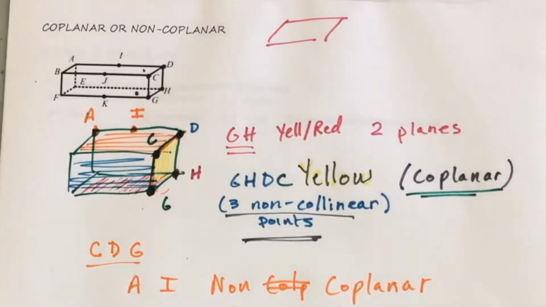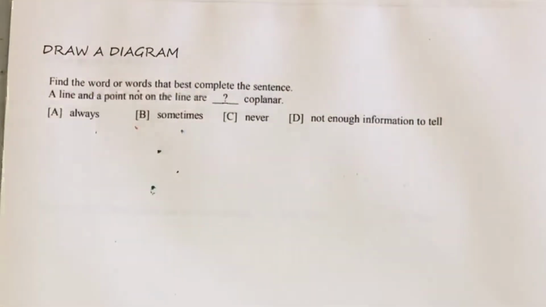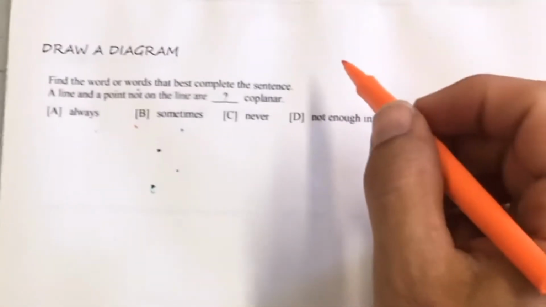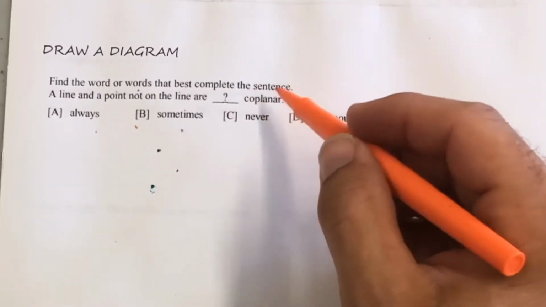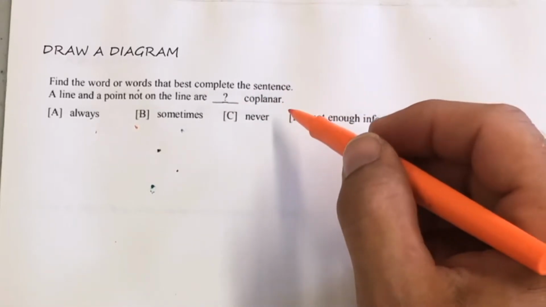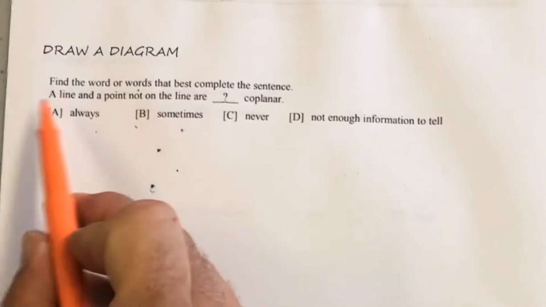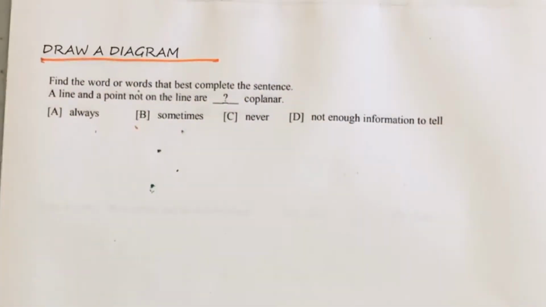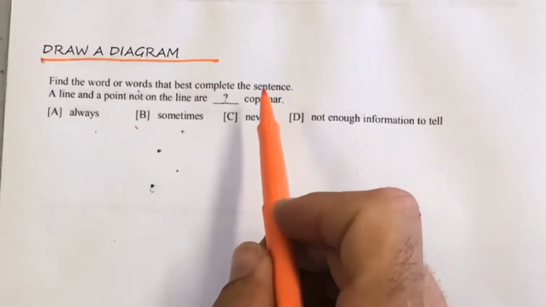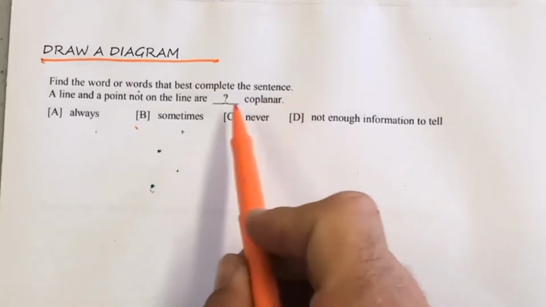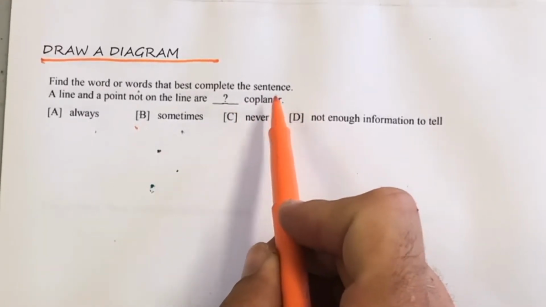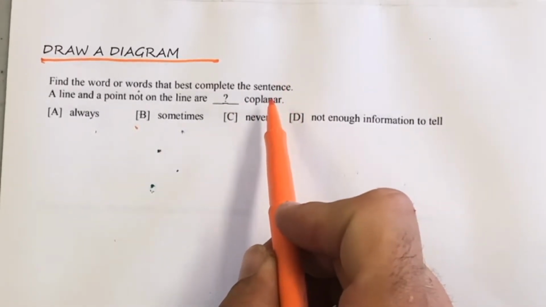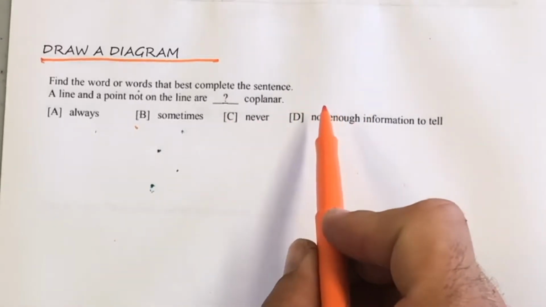Now, you guys are going to be presented with examples where there's not a diagram given to you, and they're asking whether a line and a point not on that line are coplanar. And this is a great example. Why? Because the only way you could solve this is by drawing some sort of diagram. This problem cannot be solved without a drawing.